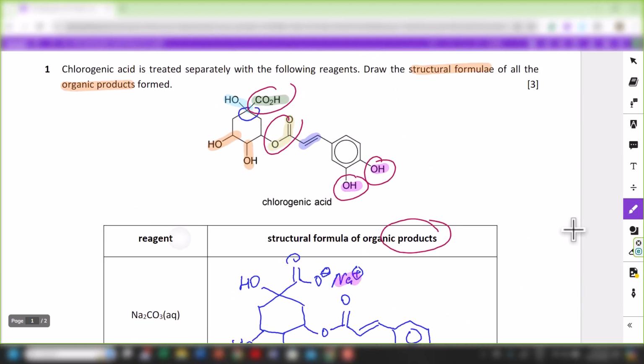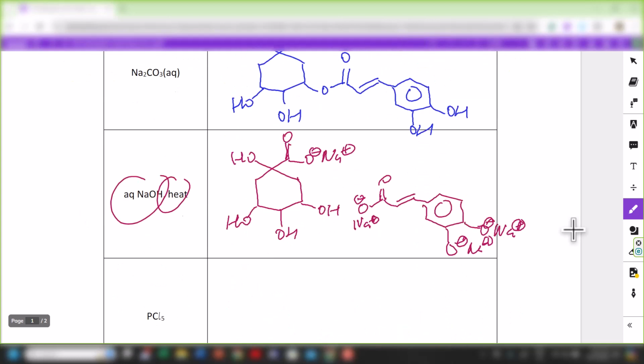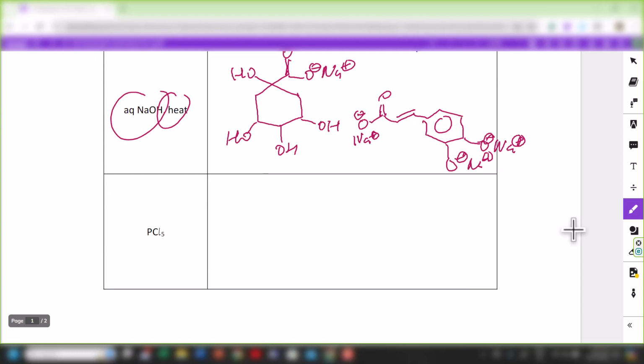Okay, so we count how many hydroxyl groups we have. We have 1, 2, 3. Carboxylic acid, you have 1, so 4. Yep, but phenolic OH will not be converted to Cl. Yeah, so it's a common misconception that phenolic OH does not react with PCl5. The truth is it does react.